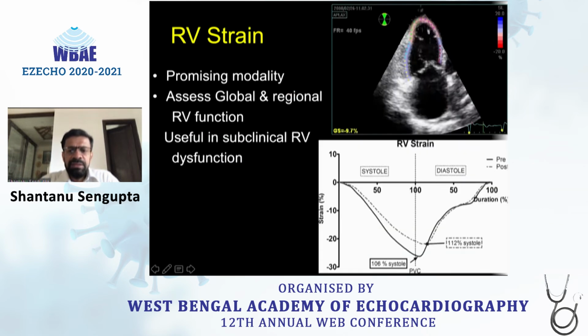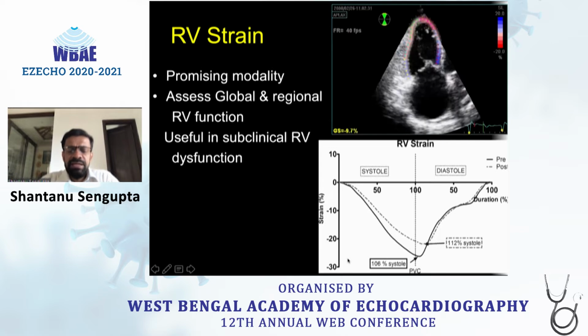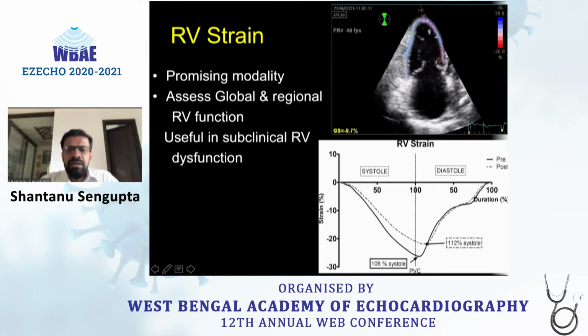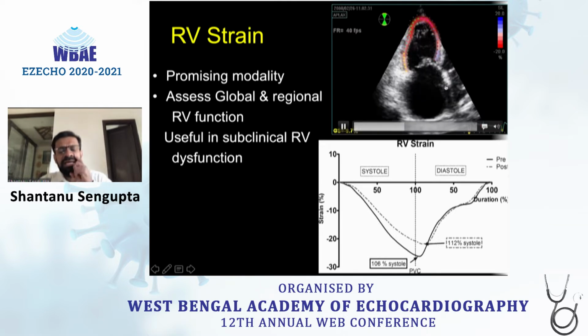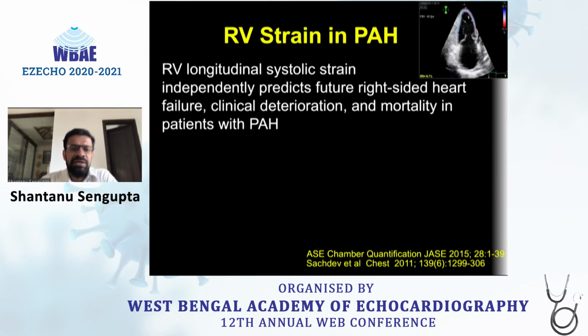So this is how it looks. It's a very important entity, and anything less than -20, moving towards positive, indicates RV dysfunction on the lateral wall. The reason the septum is not being taken nowadays is that the septum is now thought of as part of the left ventricle. But we do it routinely, and remember the frame rate has to be around 40 to 60 to get good strain values.